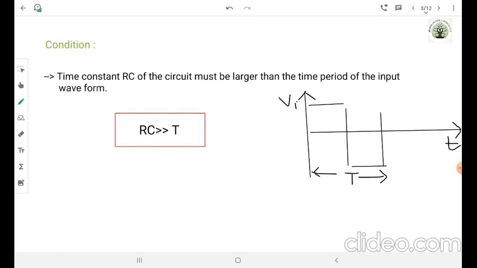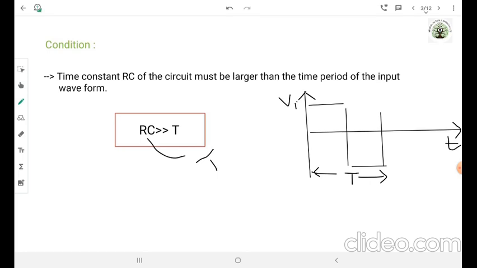Okay. See here. This is an input voltage square wave that we are going to apply to this RC integrator circuit. Here T is the time period. For a circuit to work as an integrator, the time constant RC, this is tau, must be very much greater than the time period of this input signal. If the time constant RC is very much high, then what will happen?